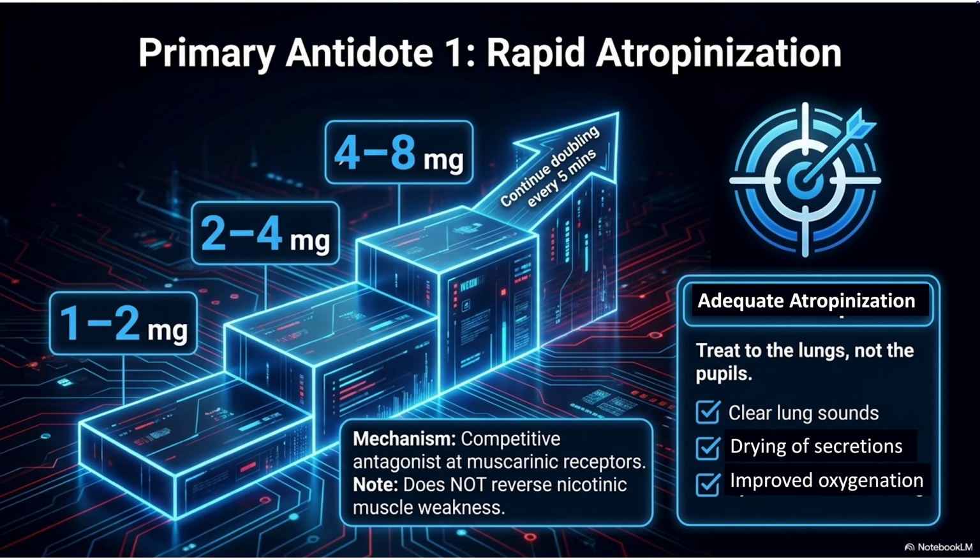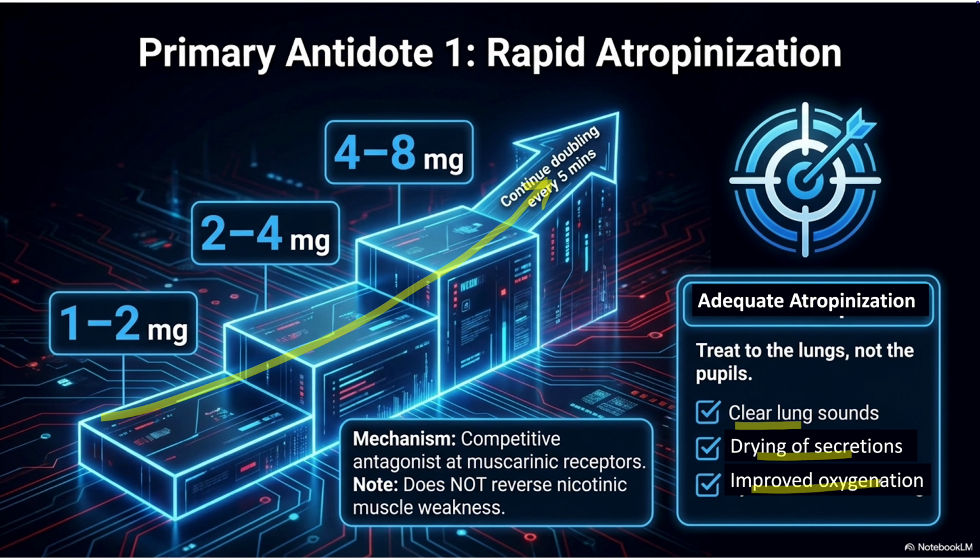This is one of the most clinically important slides. Atropine is the life-saving antidote. And notice the escalating dosing pattern shown visually on the screen. The dose went on doubling. The idea is to rapidly escalate the dose until secretions dry and oxygenation improves. Keep in mind, the goal is not normalization of heart rate. The endpoint is adequate airway control. Now look at the clinical endpoints listed on the right. Clear lungs, drying of secretions, improved oxygenation.